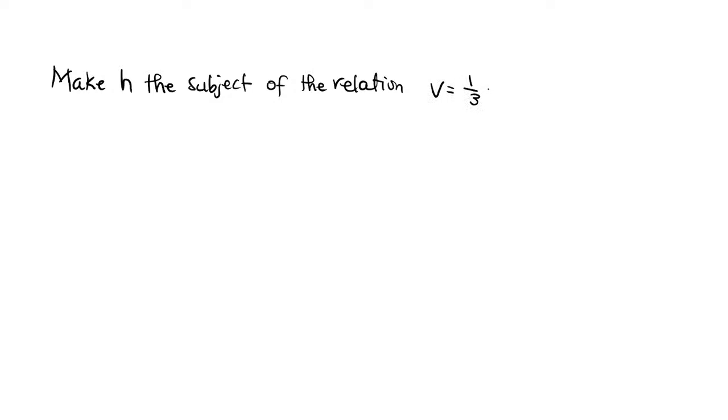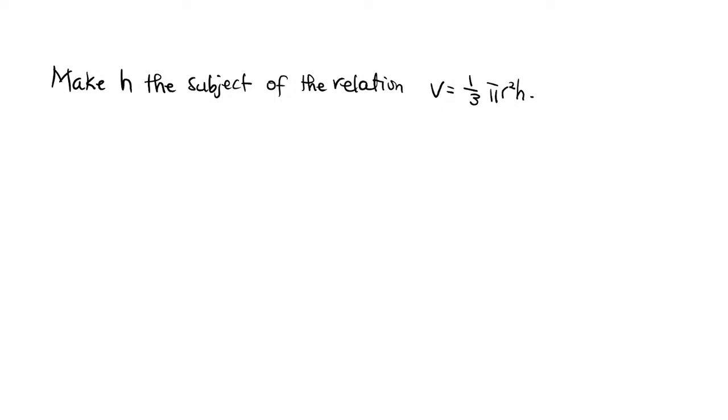A typical example. So we are to make H the subject. We have to make H the subject of the relation V is equal to 1/3 pi r square H. Okay, this is the expression we have, and we are supposed to make H the subject. So this is the problem that we are faced with today.